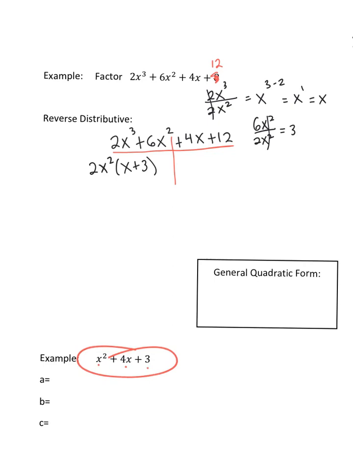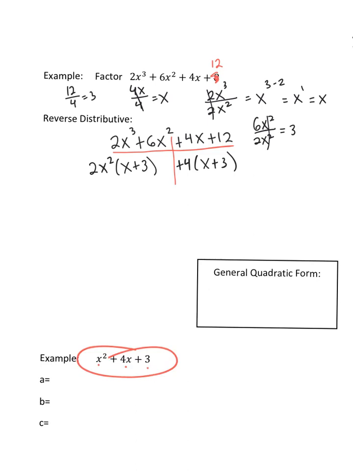On the other side, the largest number that divides evenly out of 4x and 12 is 4. I can't take an x from both of them because the 12 doesn't have an x attached to it. So the only thing that I can take is a 4. So 4x divided by 4 is just x. And 12 divided by 4 is 3.